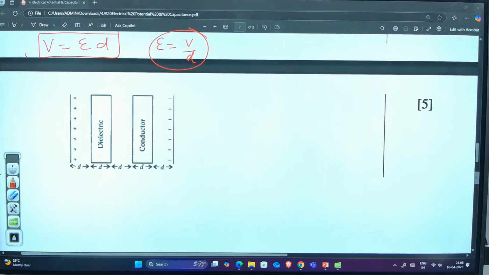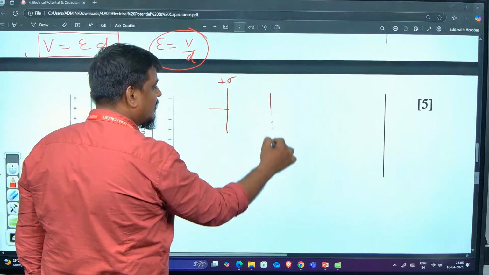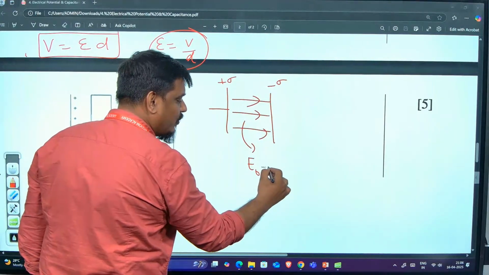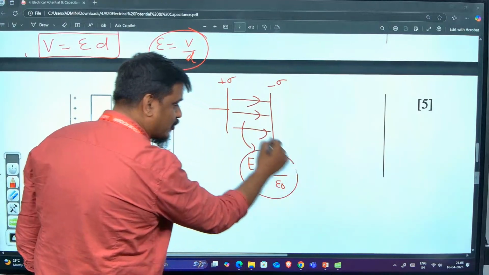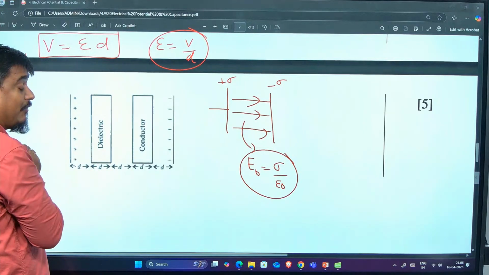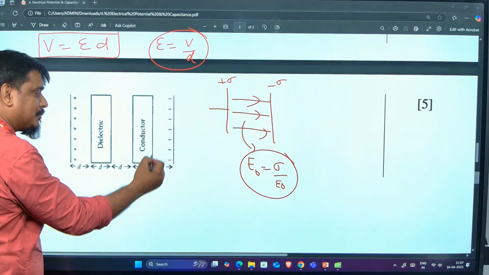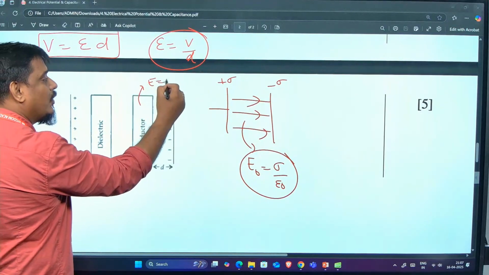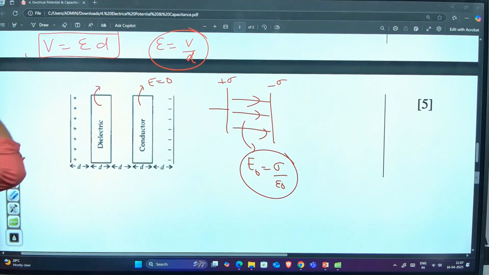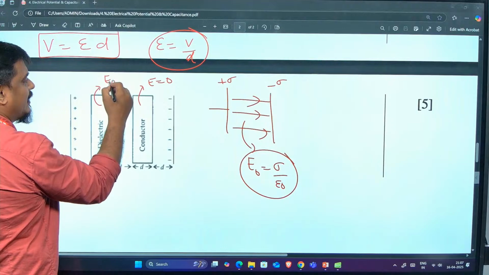Now the electric field is known to us. You know very well, if you have two charged plates, plus sigma and minus sigma, between them we will have electric field E naught. How much is the value? Sigma by epsilon naught. First chapter you studied this. That electric field will be there, but in this area it will be different, because whenever a conductor is placed, the electric field becomes 0, and whenever a dielectric is placed, the electric field is reduced by the dielectric constant times. So here the electric field will become the maximum value divided by K.